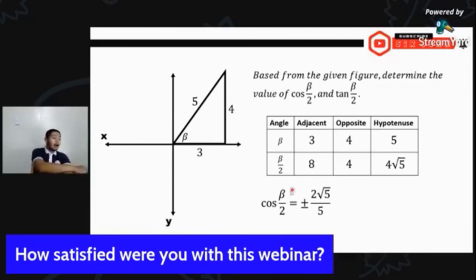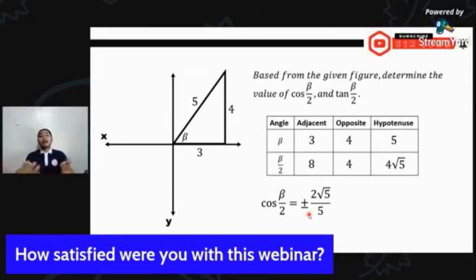Sir Ben, how come there is a positive negative sign here? Remember this one, given an angle, say for example, the given angle is A. A is actually equivalent to 360 plus A, correct? So if you were going to identify half angle of A, say for example, A is in the first quadrant, half of A is also in the first quadrant. A plus 360, if you get half of that one, that would be located in the third quadrant. So in that case, we will have two values here. One will be positive and the other one would be negative.